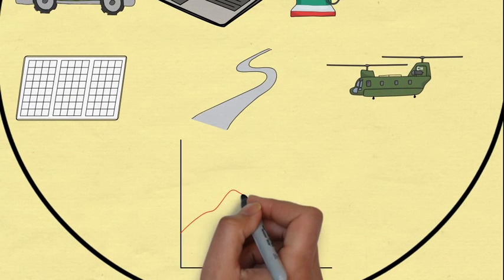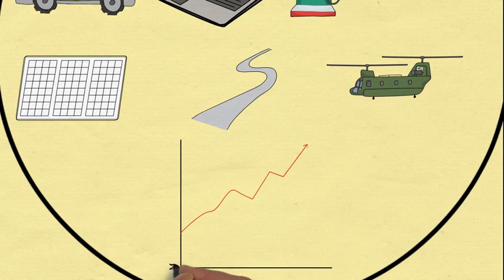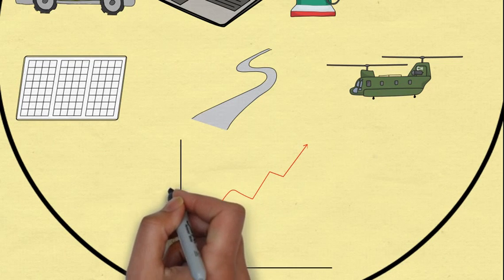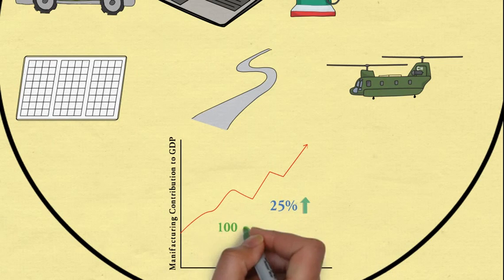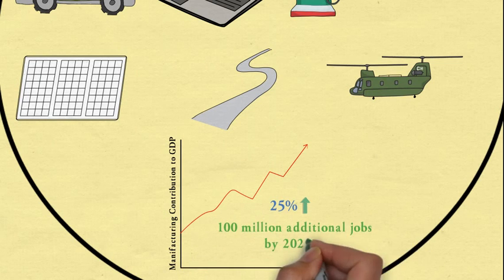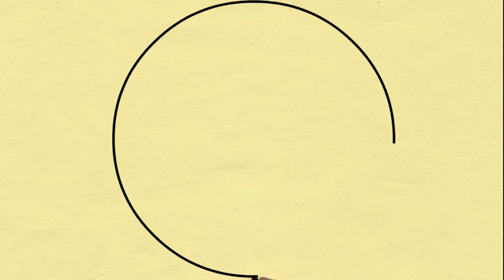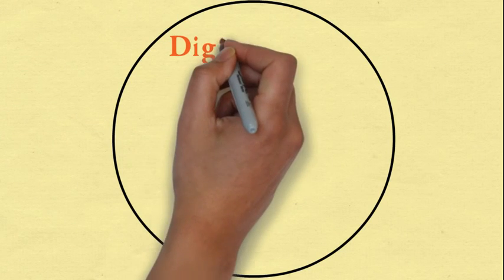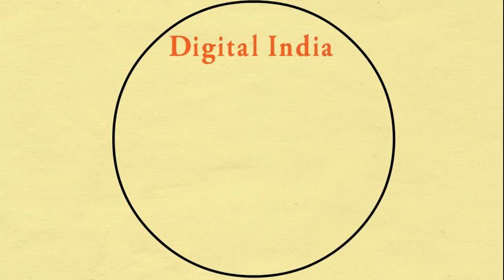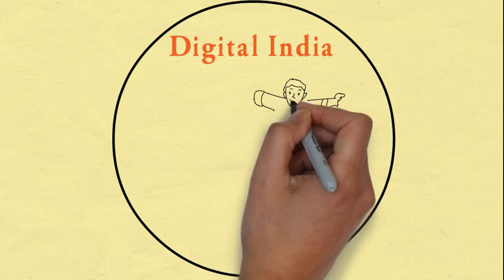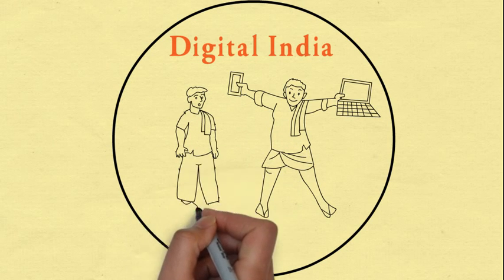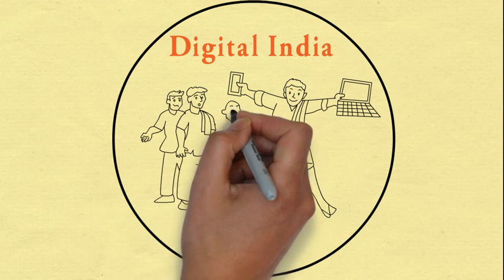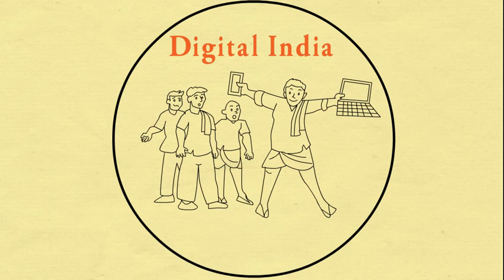Make in India targets to increase the contribution of manufacturing sector to 25% of gross domestic product or GDP and create 100 million additional jobs by 2022. Another initiative called Digital India was launched by the government, which plans to connect the rural areas with high-speed internet. Under its flagship, farmers like Gopal will receive latest information about cutting-edge technologies.